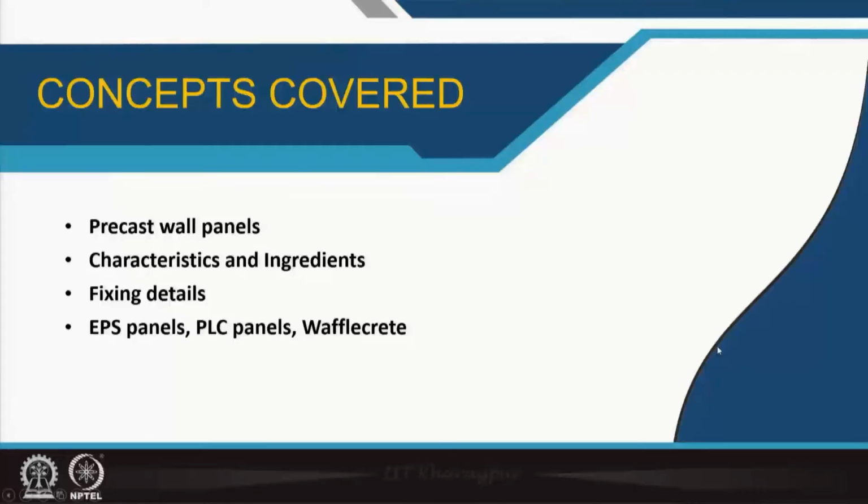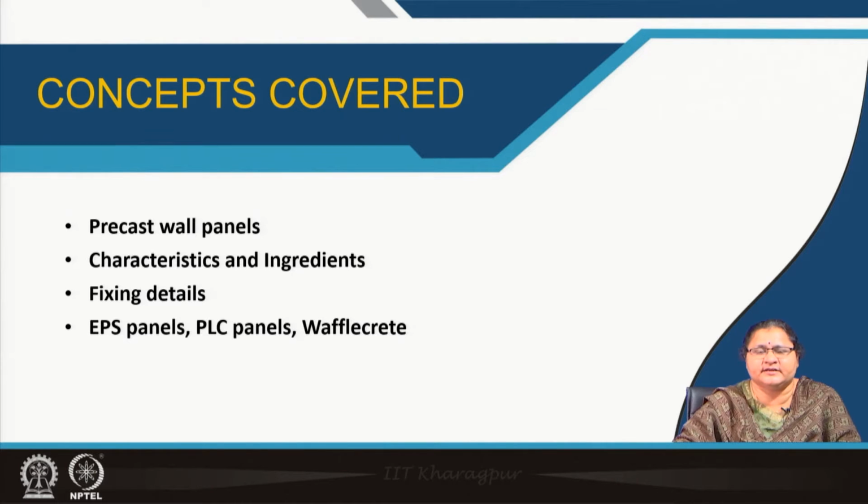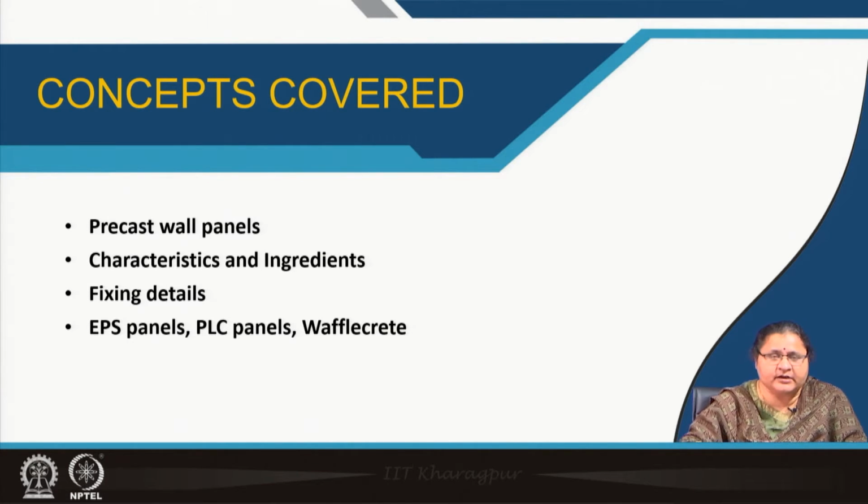Here we will be discussing the precast wall panels, the characteristics and ingredients, the fixing details, and also the other kind of panels, the EPS, that is expanded polystyrene panels, the large panels, large concrete panels, and then wafflecrete, which are being used. The puff panels are also there, but these are mostly made from concrete.